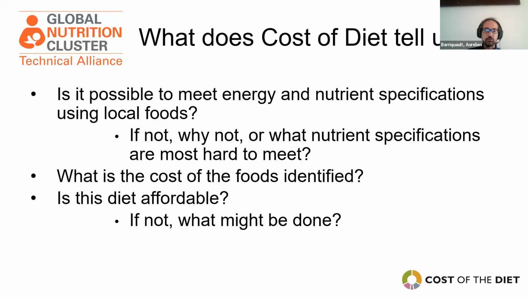So here I will just present briefly what the cost of the diet tells us. There are different questions that the tool will help us to respond to. Is it possible to meet energy and nutrient specifications using local food? And if not, why? Or what nutrient specifications are most hard to meet? What is the cost of the foods identified? Is this diet affordable? And if not, what might be done? We'll go through a few examples just to see the responses when we use the cost of the diet to answer those questions. Next slide, please.